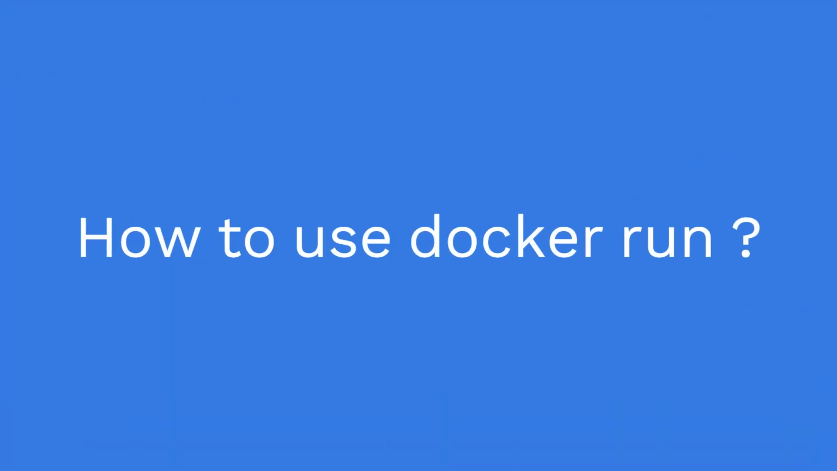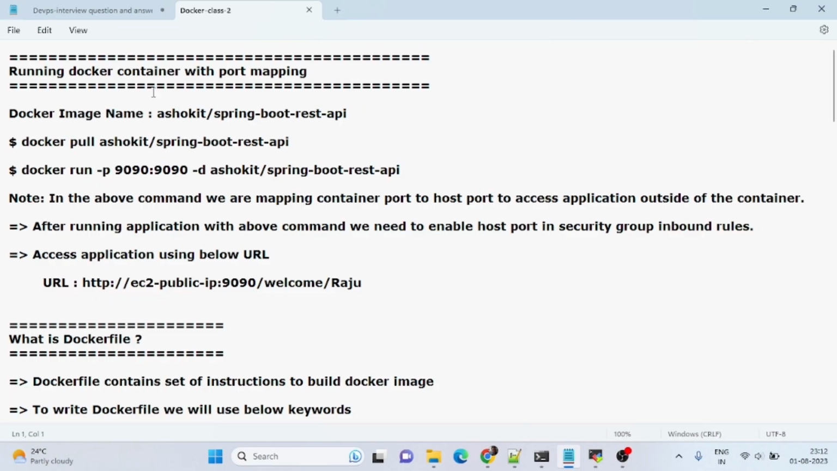Hi guys, in today's class we will run one image and we will check it. Okay, this is the Docker image: Ashok ID slash springboot-rest-API.